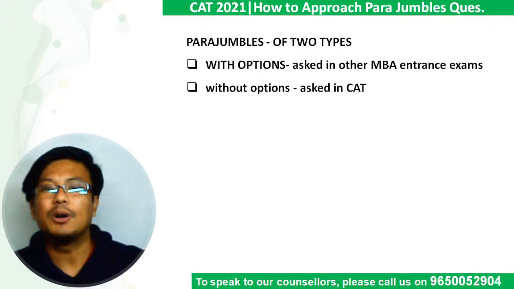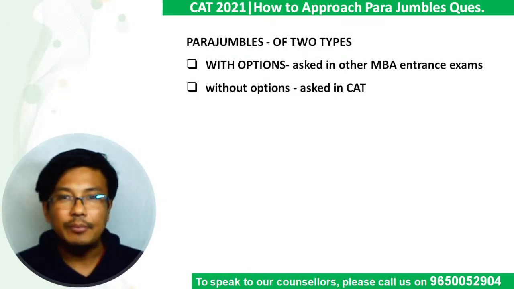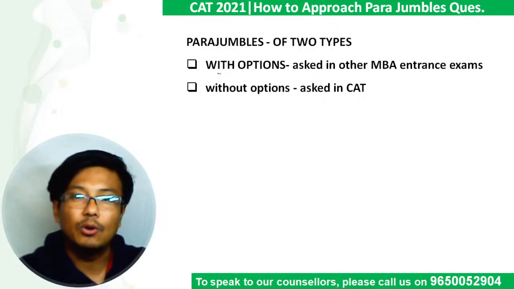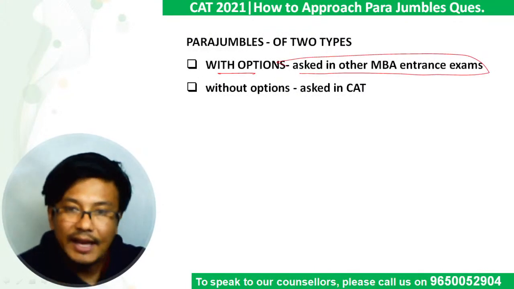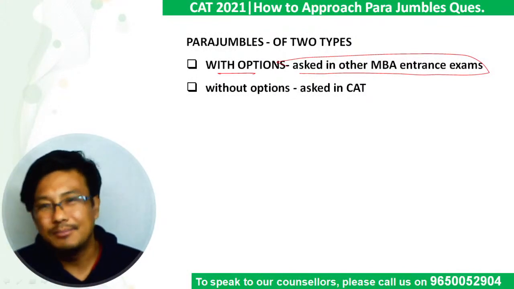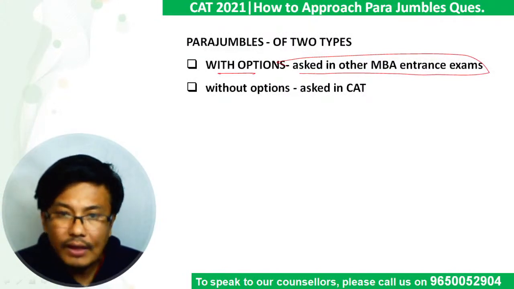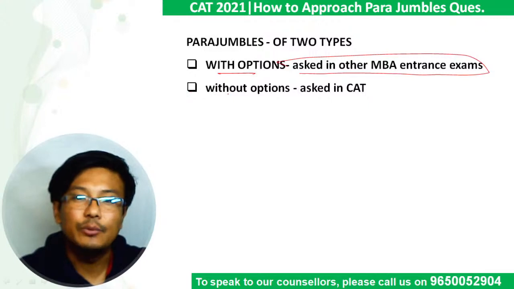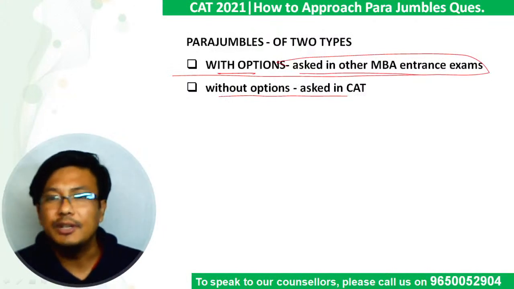Let me quickly tell you about a very big reality. I hope all of you know about this. Parajumbles, as they come in the management entrance exams, are generally of two types. Number one, with options. With options, it is asked in other management entrance exams. Even in CAT, this used to be the case some time ago, in old CAT, with answer options. Now, without options is something which as of now comes only in CAT. Without options, they give you sentences. You have to simply rearrange the sentences and type the sequence. That is unique to CAT.